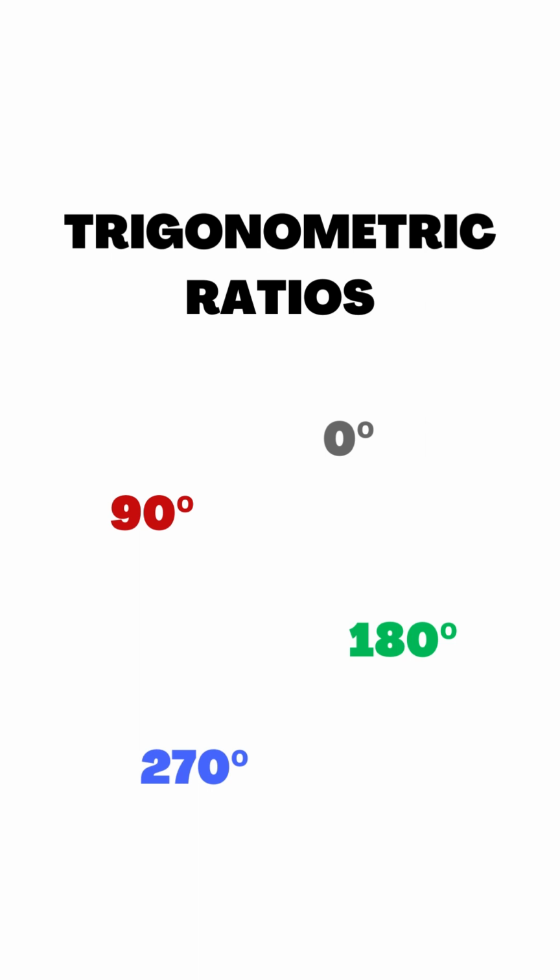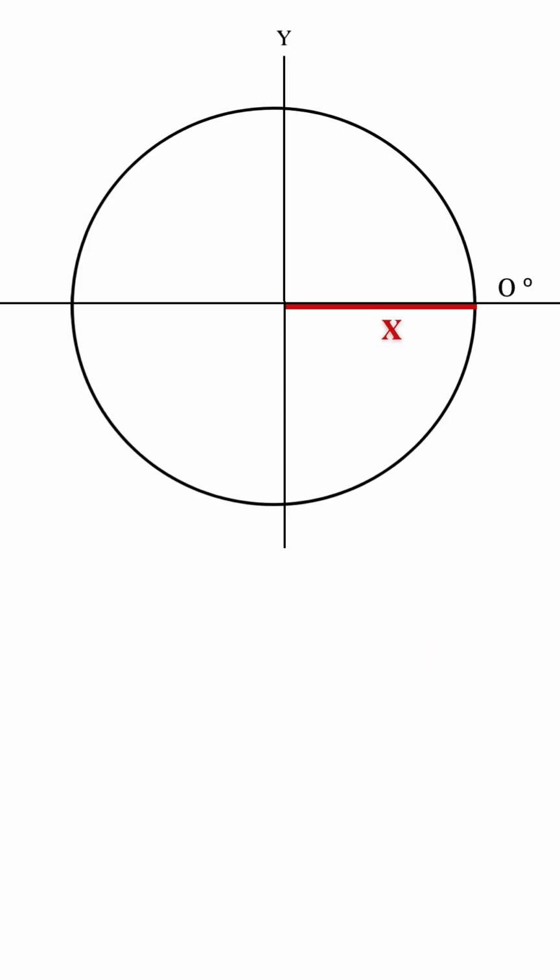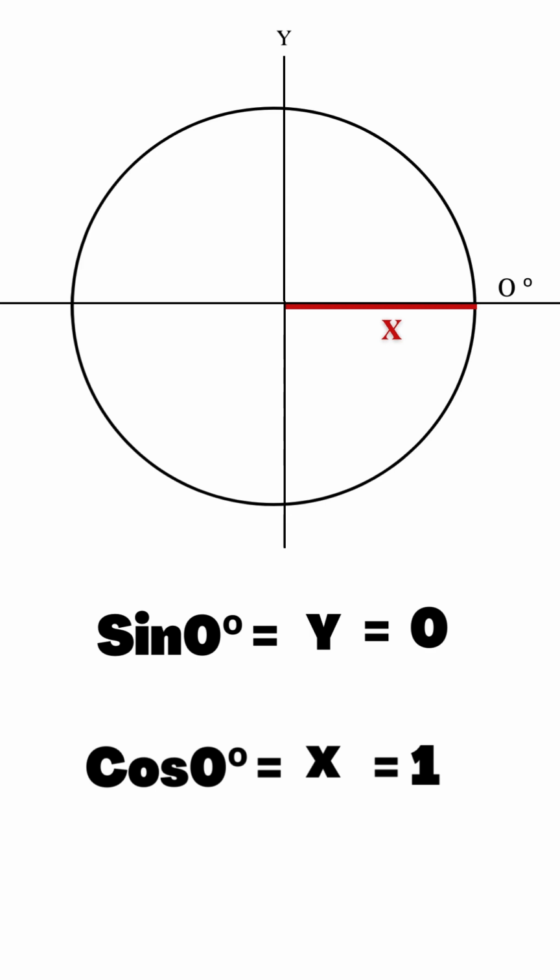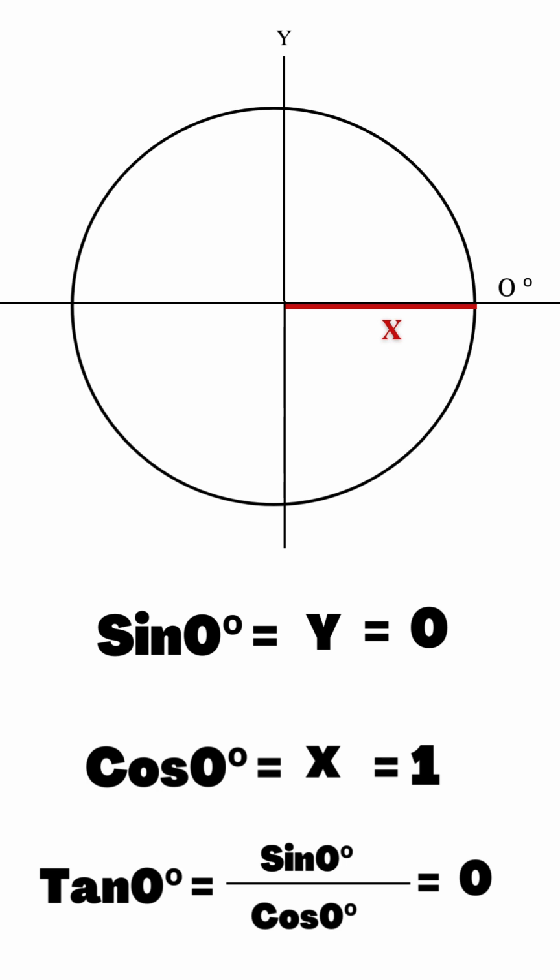Now we are going to talk about the trigonometric ratios of 0, 90, 180 and 270 degrees. Well, let's move on to the first. Now we are talking about 0 degrees. Sine of 0 degrees equals the y-coordinate, which is equal to 0 because we don't have a y-coordinate. Cosine of 0 degrees equals the x-coordinate, because we move exactly the radius to the right, so it's positive 1. And the tangent of 0 degrees equals sine over cosine. 0 over 1 equals 0.